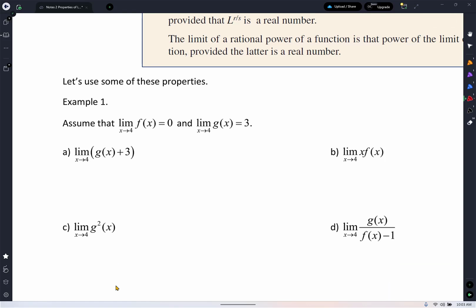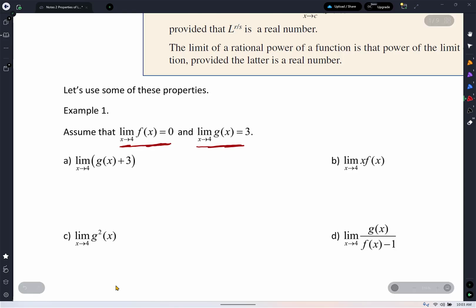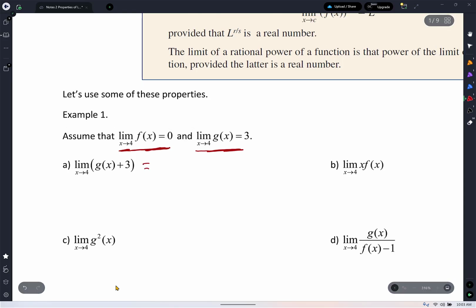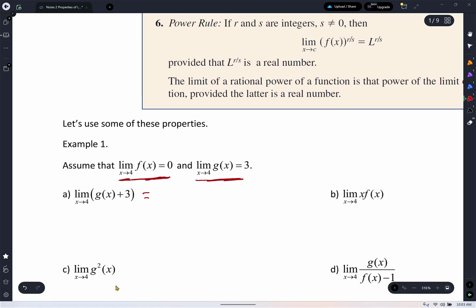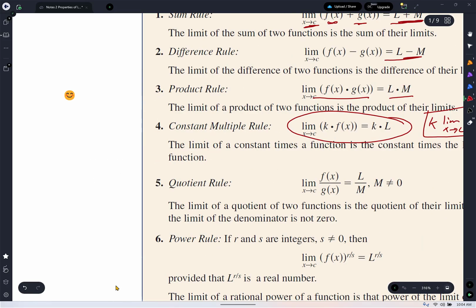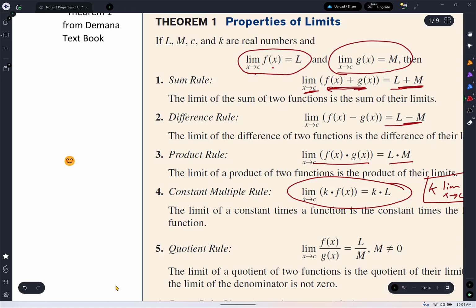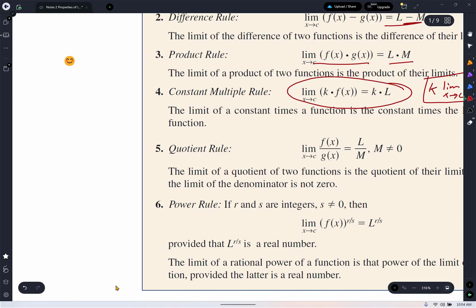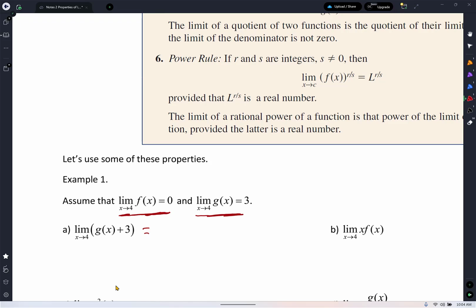It's the same properties, guys, so look what they're telling me. Limit as x approaches 4 for f of x is 0. Limit as x approaches 4 for g of x is 3. I'm approaching the same x value. I have two different functions, an f and a g. Nothing crazy. So using the properties, limit as x approaches 4 for g of x plus 3. Well, let's see. According to this right here, f of x plus g of x. It doesn't matter, f of x can be a constant. All I'm doing is adding them up. So let's see, what is 3 plus 3? And that's it.